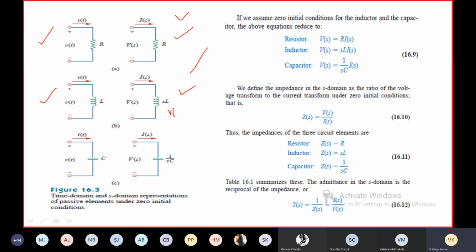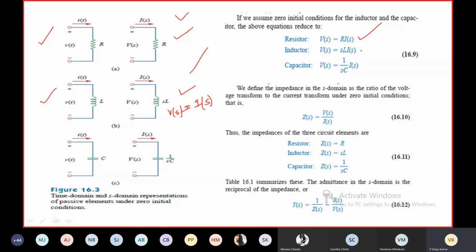Here V of S is equal to I of S. So it is written right. Okay. So V of S is equal to R into I of S in S domain.